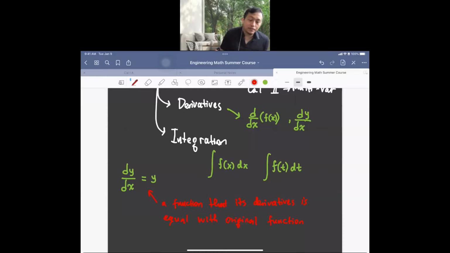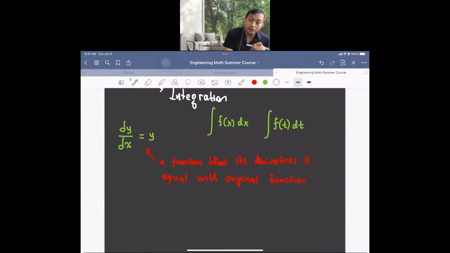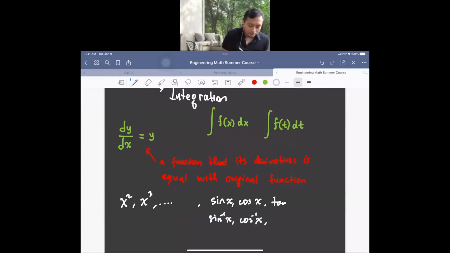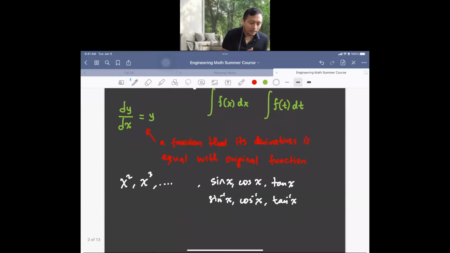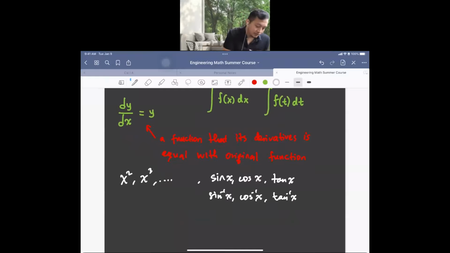Now, if you think from what you learned in calculus, you have some functions that you probably memorized, like polynomials, right? We have trigonometric functions and their inverses, right? And we have exponential, e to the x. And remember, when we take the derivative of this, it's going to be its original function, right? So perhaps one plausible solution for dy over dx equal y is probably e to the x.